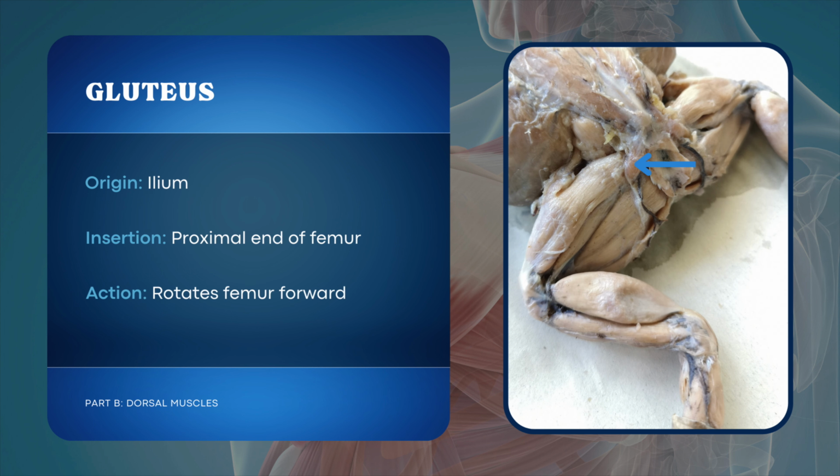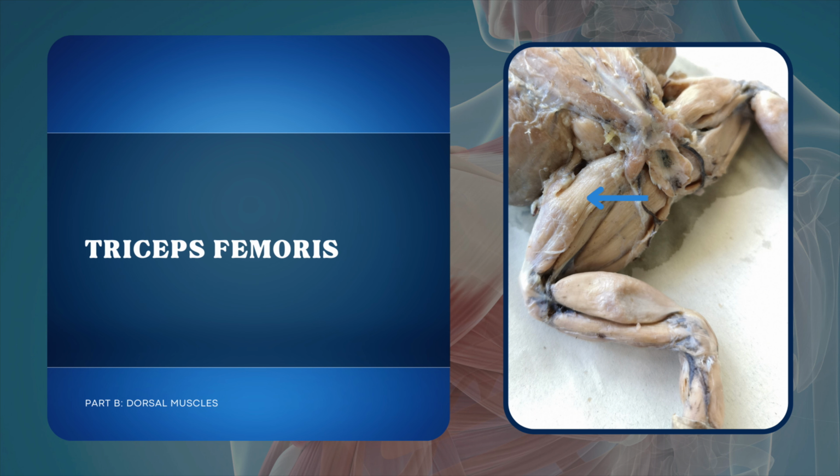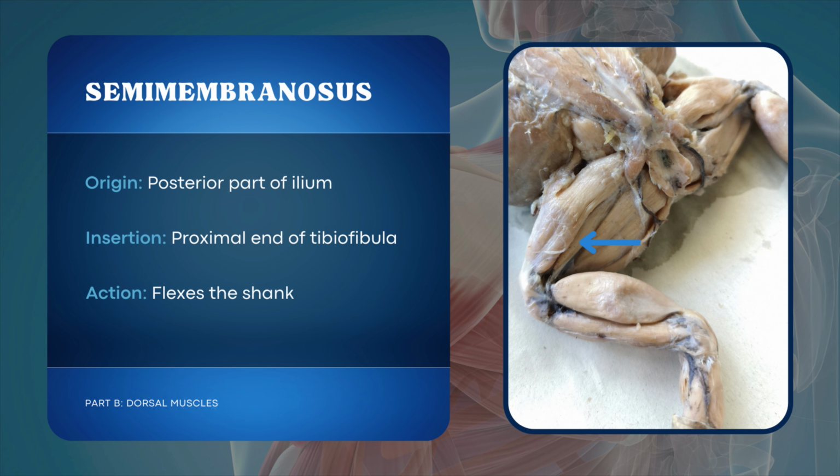Next is the gluteus, which is a thick muscle but small in size, which may be located anterior to the vastus externus and medial to the rectus femoris. Then there's also triceps femoris, which has been mentioned previously. We also have the semimembranosus, whose origin is at the posterior part of the ilium. Its insertion is the proximal end of the tibiofibula and acts as a flexor to the shank.